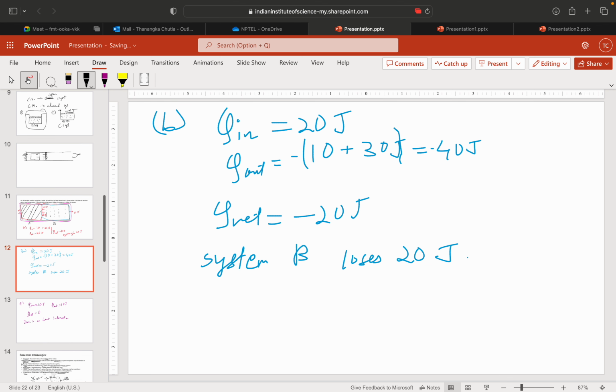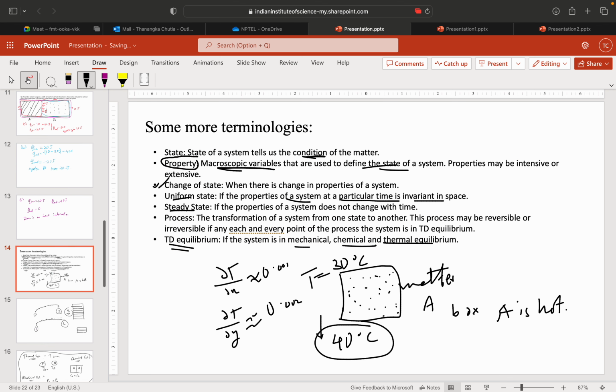Then we dealt with heat transfer taking into consideration. Then we defined what a state is. State is whatever condition the matter is in, and property is the macroscopic variables that help us define the system. For example, a state can be like a box is hot or cold, but that box may be hot for me and cold for you. But if I say that the temperature of the box is 30 degrees Celsius, it is 30 degrees Celsius for me and 30 degrees Celsius for you. So this is what is called property. Then if the system undergoes a change of property, we call it a change of state.